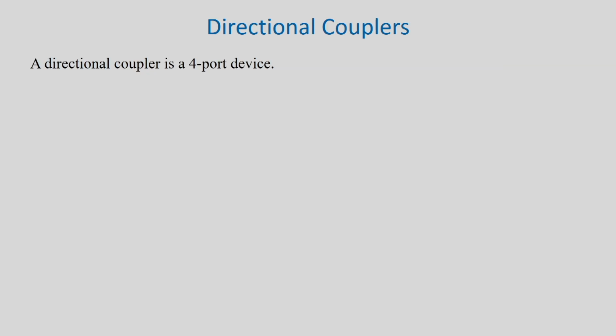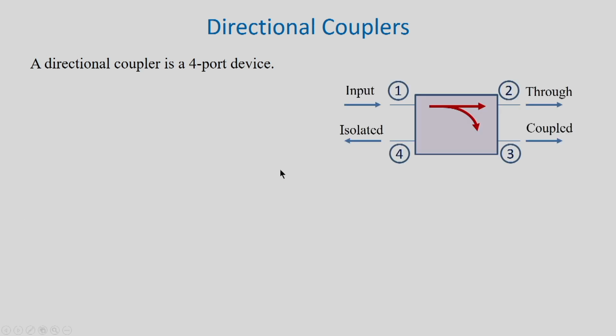Let us now consider another topic, the directional couplers. So, a directional coupler is a 4-port device. So, we can see that a directional coupler has an input port, a through port, a coupled port and an isolated port.